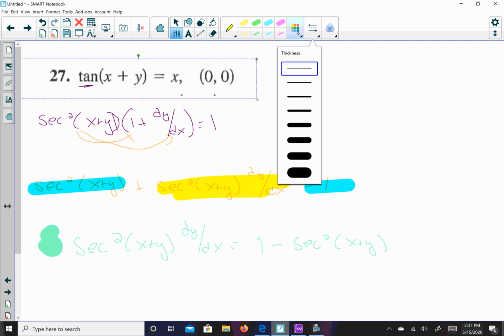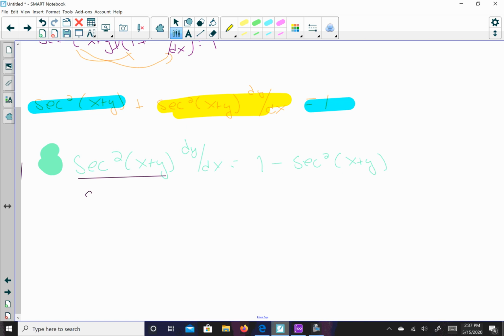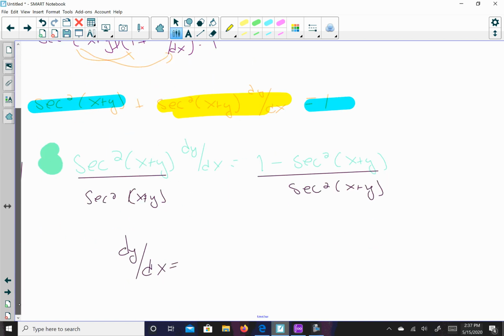That's a really hard color for me to see, so I'm going to switch colors. I am going to divide both sides by secant squared of x plus y. So divide this by secant squared of x plus y. Now, hopefully, again, at this point here, you could just substitute in the ordered pair, which is 0, 0. And you could find the secant of 0 and then square it. Or you could have simplified this.